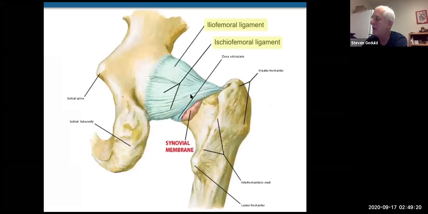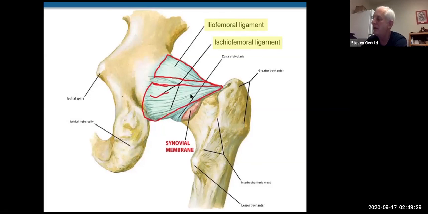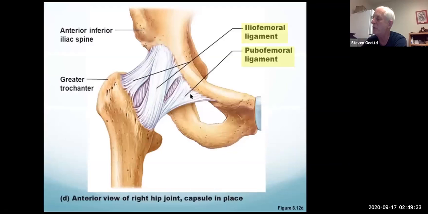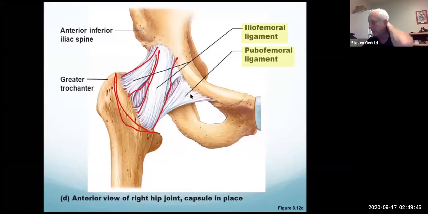You can see some of those right here. This is the iliofemoral ligament. Okay, and your ischiofemoral ligament. These are these two sections right here. This is your iliofemoral ligament here, again connecting to the femur bone next to the greater trochanter, and the pubofemoral ligament, connecting the pubic bone to the head of the femur.